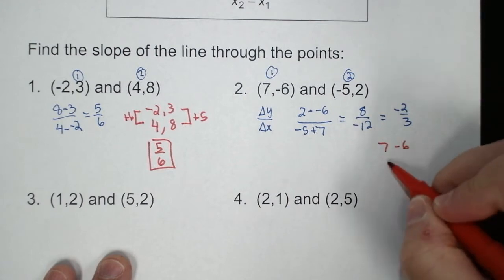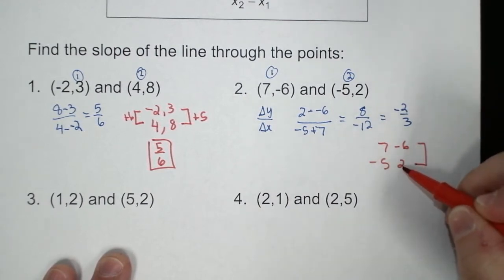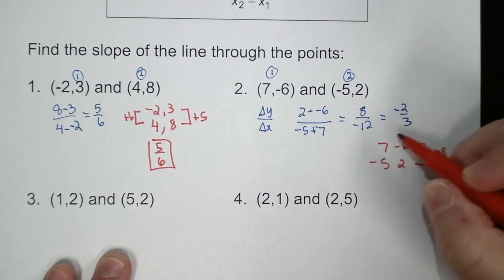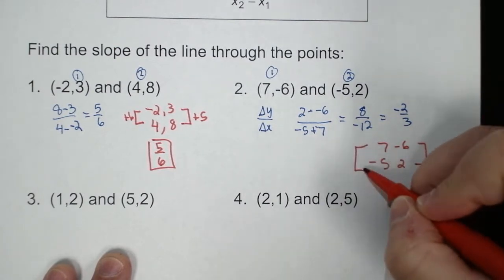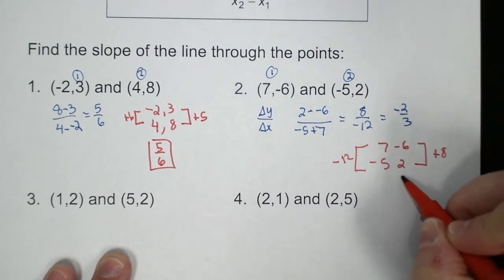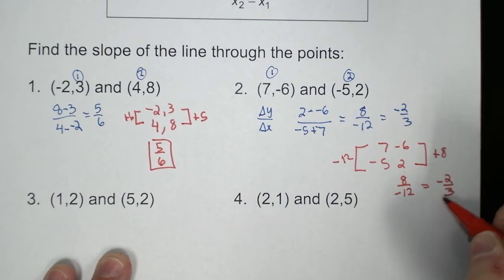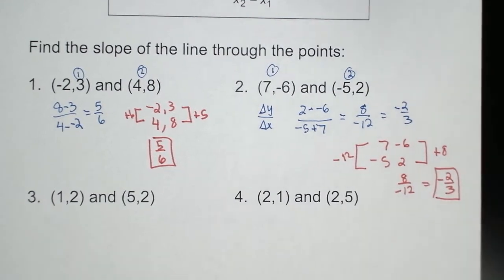7, negative 6, negative 5, 2. To get from negative 6 to 2, I add 8. To get from 7 to negative 5, I subtract 12. 8 over negative 12 is negative 2/3. Same answer.